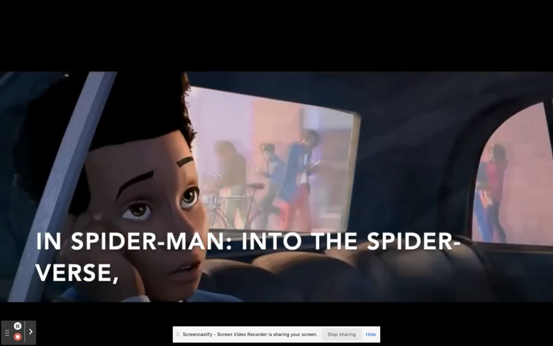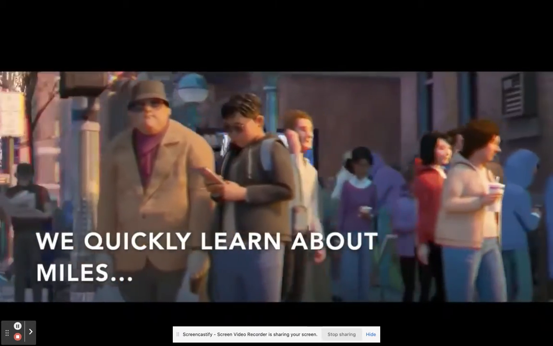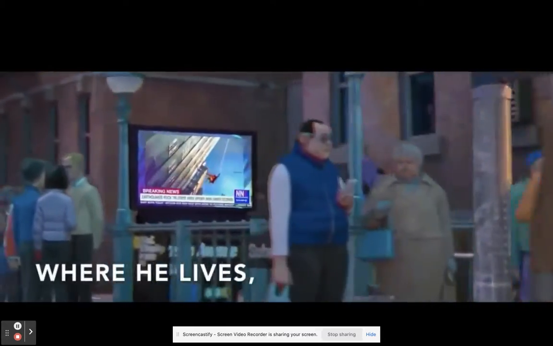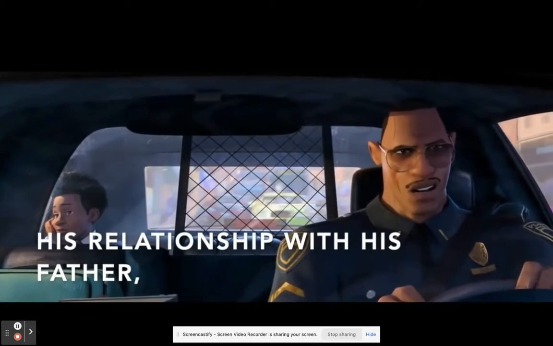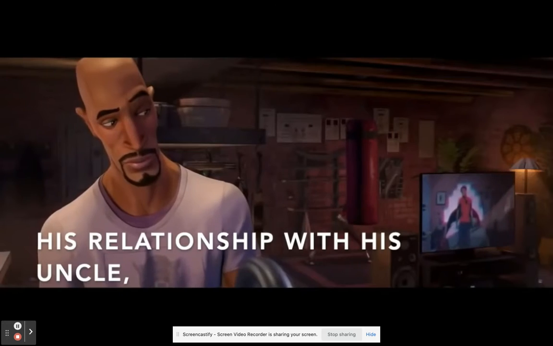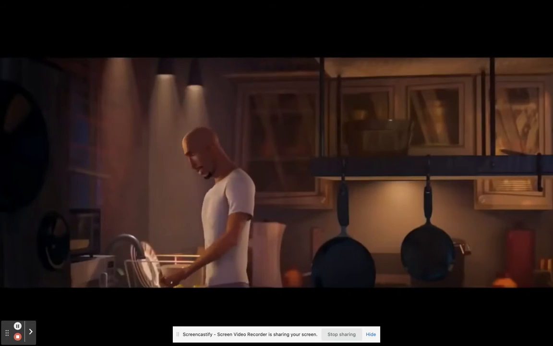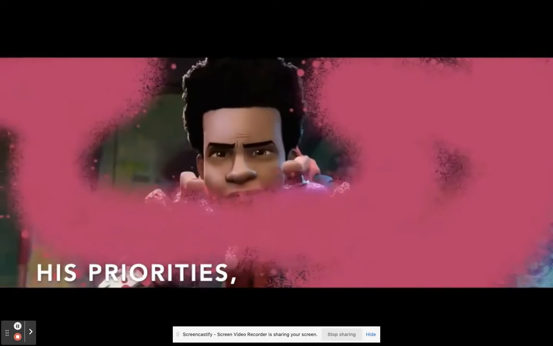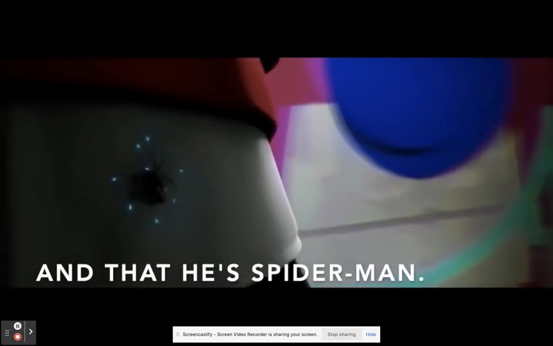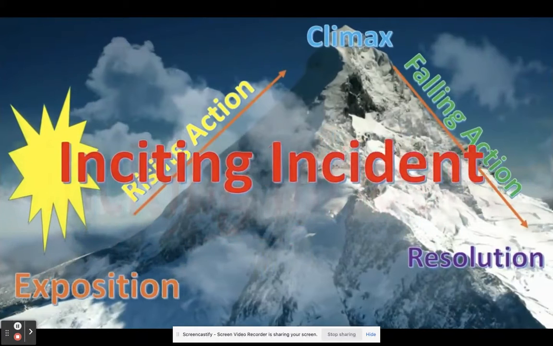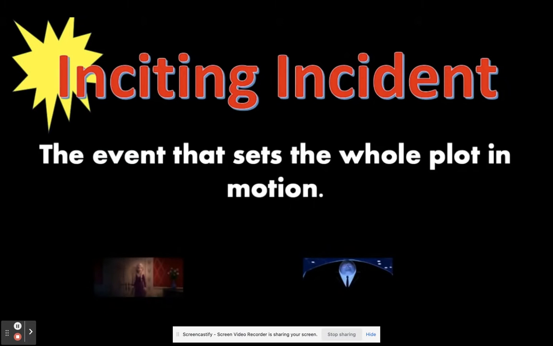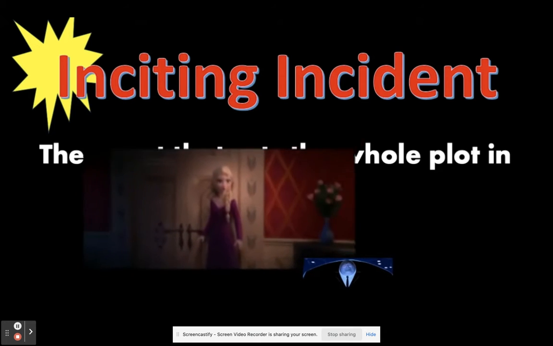In Spider-Man Into the Spider-Verse, we quickly learn about Miles. We learn where he lives, his relationship with his father, his relationship with his uncle, and his priorities. And that's his Spider-Man.